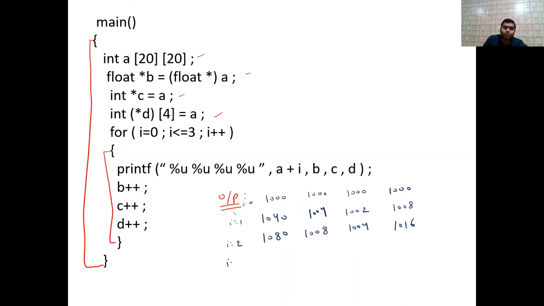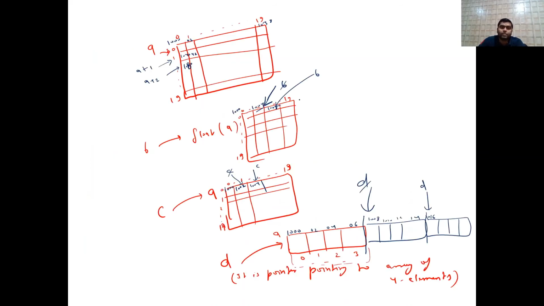Okay, now for I equals 3, this is the last time. After that B, C and D will get incremented. So B will point to this particular location now. This is 1000 and since it is float, 1012. Okay, and what about C? C will point to this particular location, and this is what?